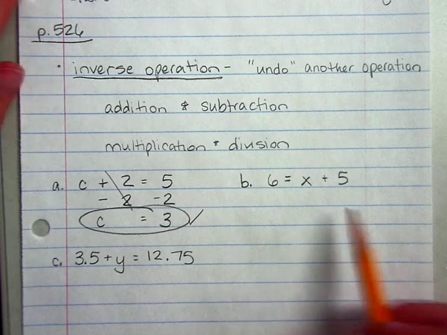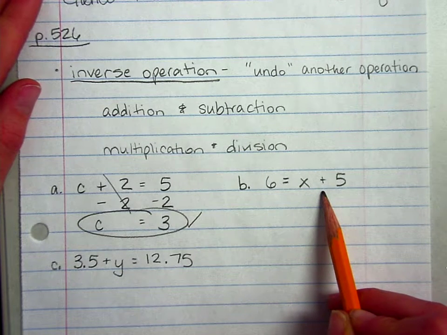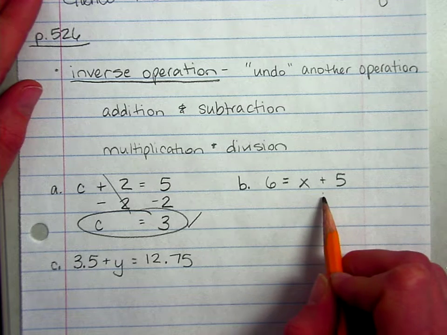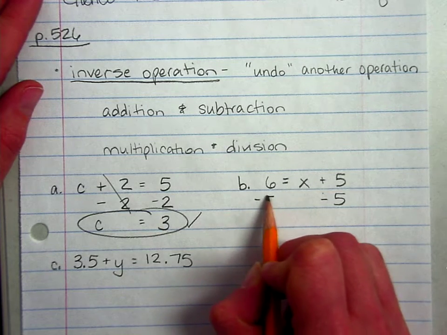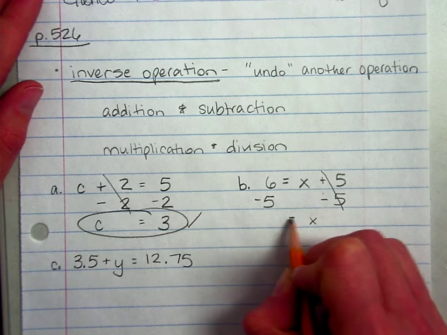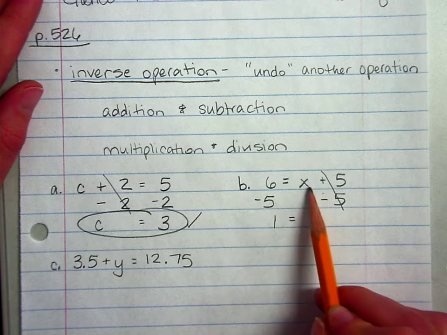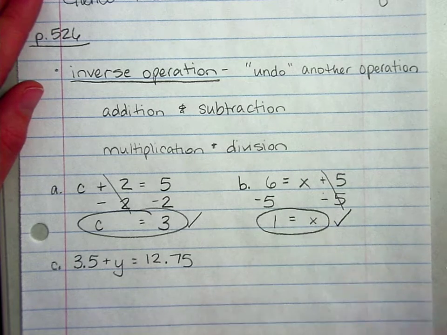On problem B, I notice my operation is addition. What is the opposite of addition? Subtraction. So I will subtract 5 to get x by itself, and what I do to one side of the equation, I must do to the other. So we'll do that to the other side. It cancels out. x is left by itself. 6 minus 5 is 1. Now I'm going to check. When I plug a 1 in here, 1 plus 5 does equal 6. My answer checks.